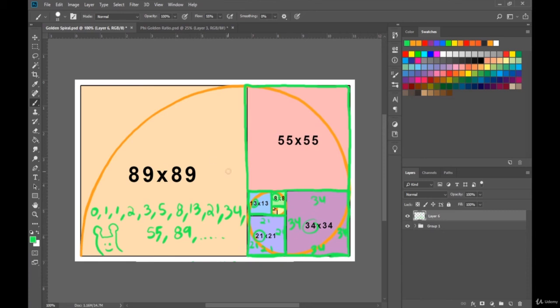So as you can see, these are the same numbers: 89, 55, 34, 21, 13, 8, 5. This one's 5. So what Fibonacci discovered was this sequence of numbers. Basically what you do is you add the number before, and then you get the next number. So 1 plus 0 is 1, 1 plus 1 is 2, 2 plus 1 is 3, 3 plus 2 is 5, 5 plus 3 is 8, 8 plus 5 is 13, and so on. And you can see how that fits in with this as well.